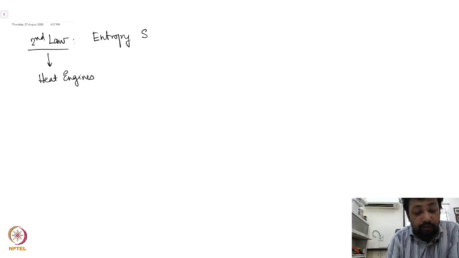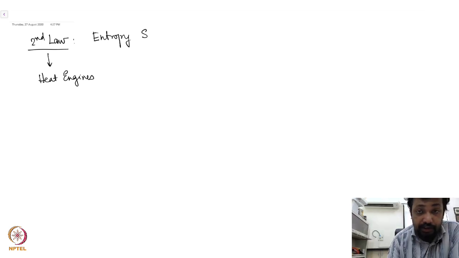Now comes the second law. The second law is slightly different in the sense that it introduces an important quantity, which is the entropy S. Now, historically, the second law was formulated with the beginning of the heat engines, right? And what is a heat engine?